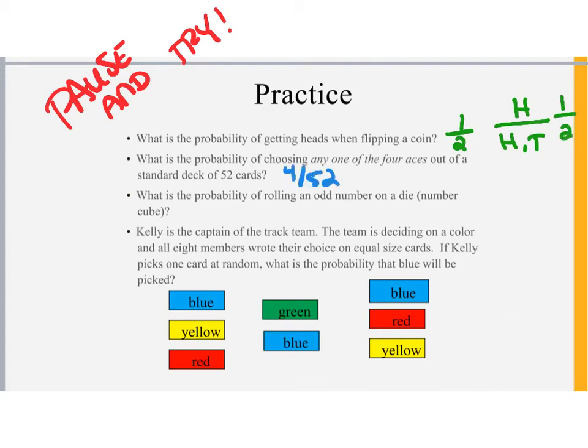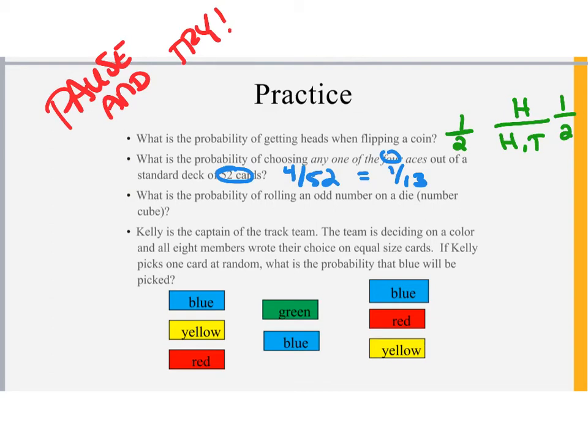The probability of choosing one of the aces out of a standard deck of 52 cards is 4 out of 52, which we can reduce to 1 over 13. That's because there are 4 aces out of 52 total cards. So your odds are 4 out of 52, or 1 out of 13.